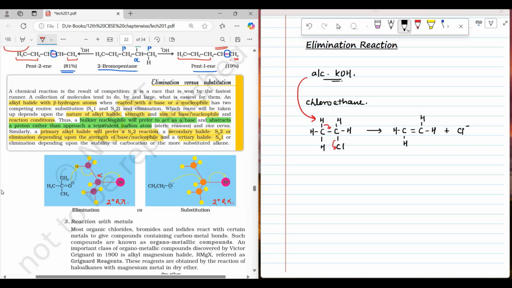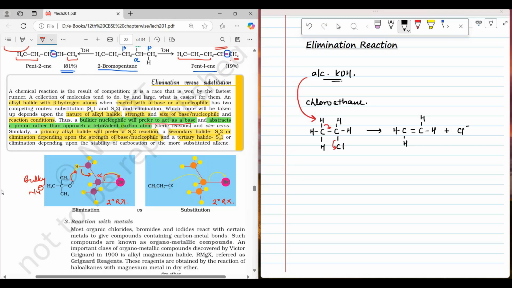Here the nucleophile is bulky. A bulky nucleophile will prefer to act as a base. Here it will prefer to abstract the hydrogen from the molecule in the form of H+ ion, and the bonding pair will shift between the carbons and expel bromine in the form of Br negative.